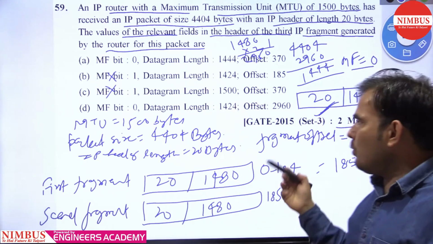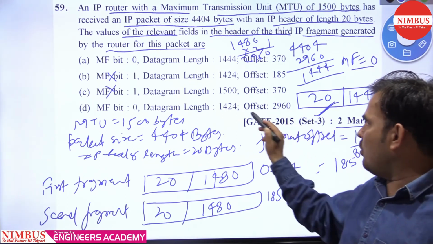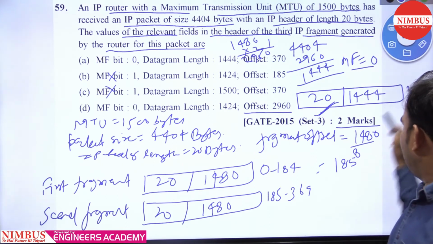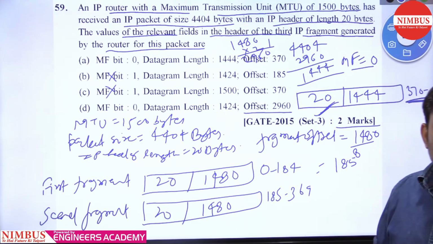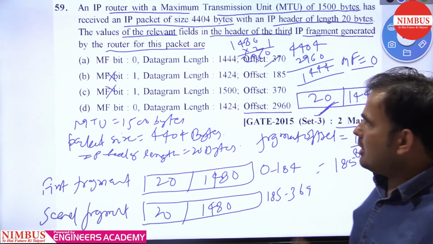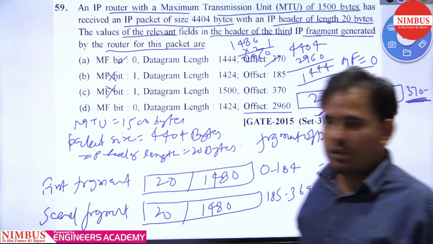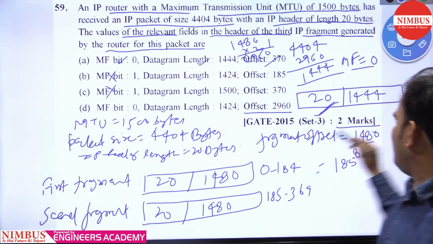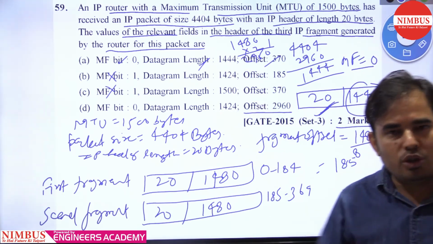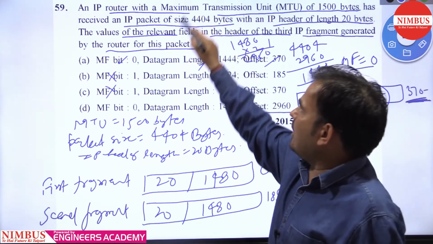Option D you can eliminate, because here the offset is 2960, and we are getting 370. The fragment offset is 370. Yes, the offset is 370, the MF bit is 0, and the datagram length is also 1444, as you can see from here. So which option is correct? Option A is correct.